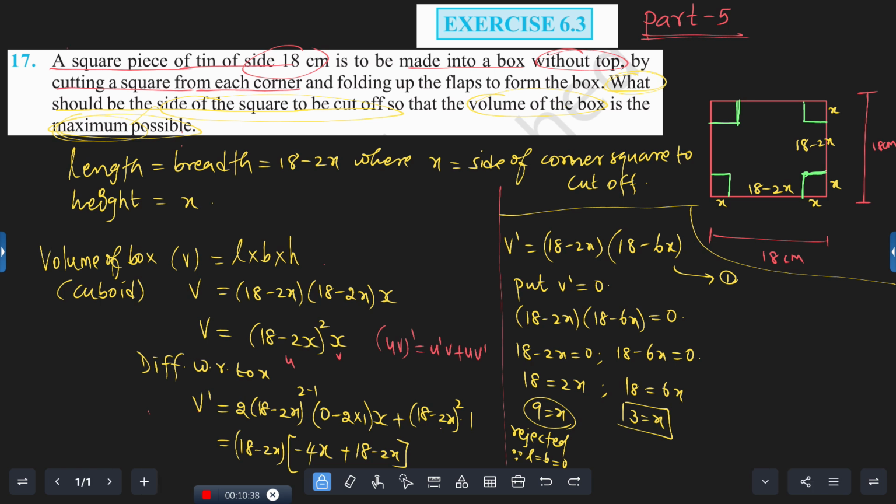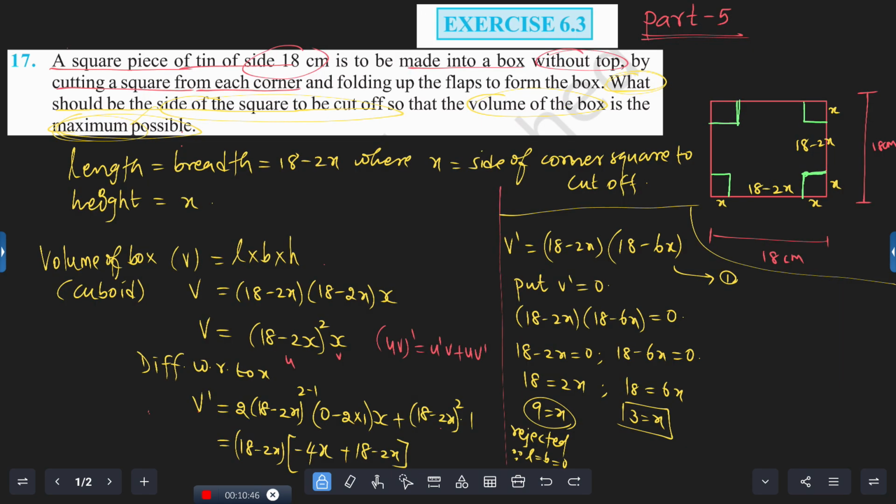I'm going to the next page. First, for reference, I'll write v dash here. V dash is equal to 18 minus 2x into 18 minus 6x. This is what I said, answer number 1. Sir, you don't write this step. For my reference I'm writing it. What do you want right now?